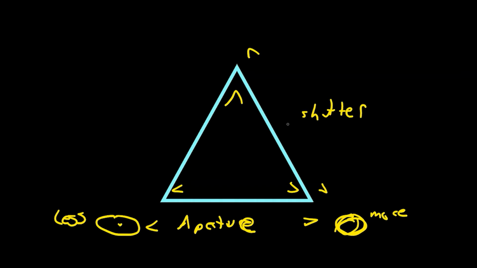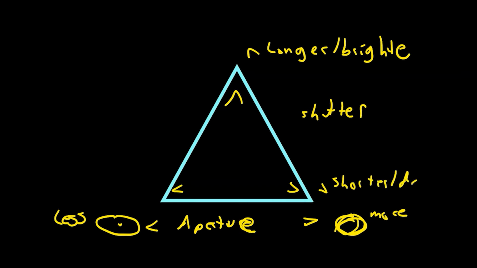Now the shutter speed is basically how long your camera takes to take the photo. And as you can imagine, the longer it takes to take the photograph, the more light is going to get into the sensor. So longer, brighter. Shorter, darker. Pretty simple too. Now let's move on to the last setting.